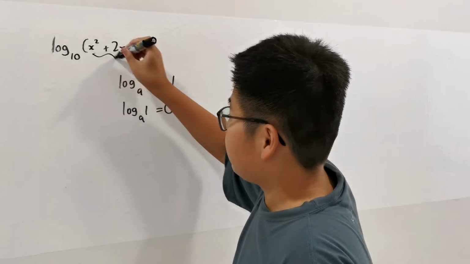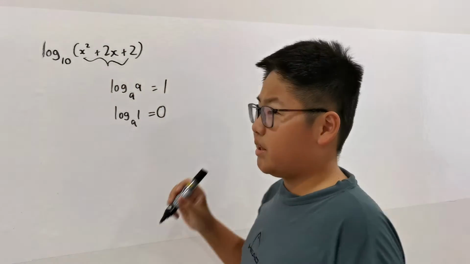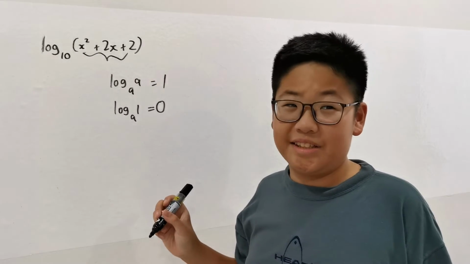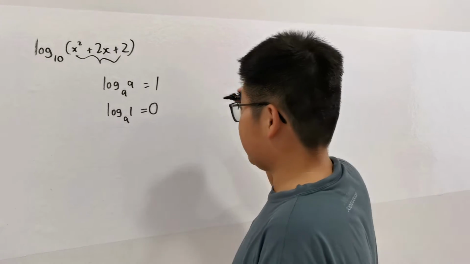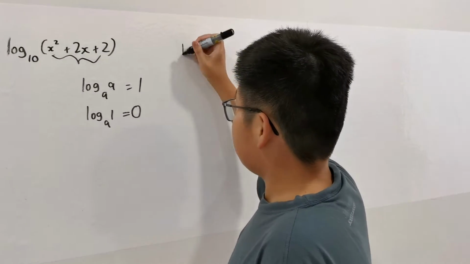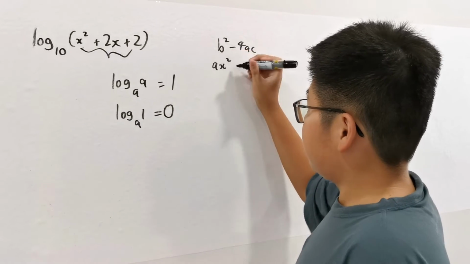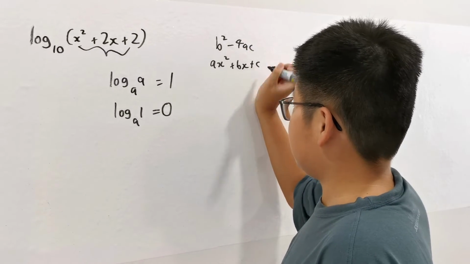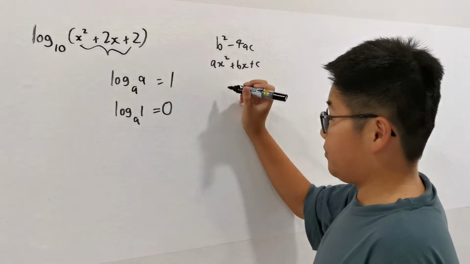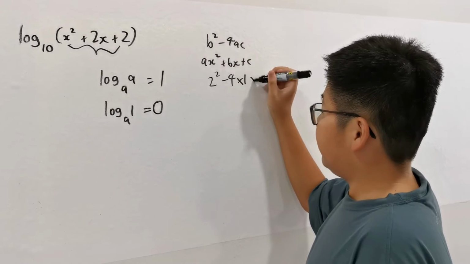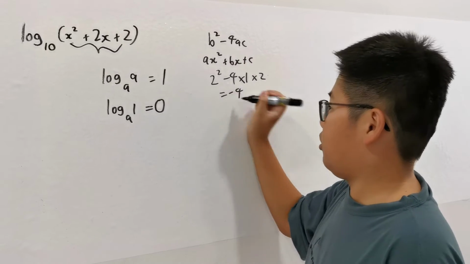Now let's look at this quadratic equation. Obviously, we don't have to find the solutions, but we can use a method to find out how many solutions it has using the discriminant: b squared minus 4ac for any quadratic ax squared plus bx plus c. This evaluates to 2 squared minus 4 times 1 times 2, which equals minus 4.